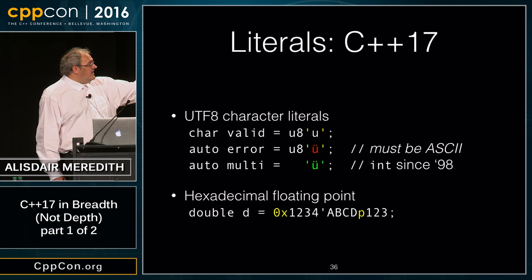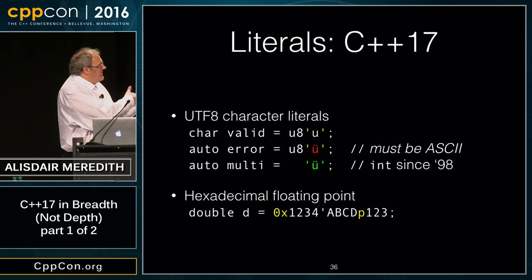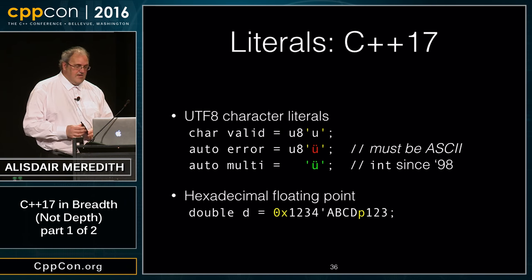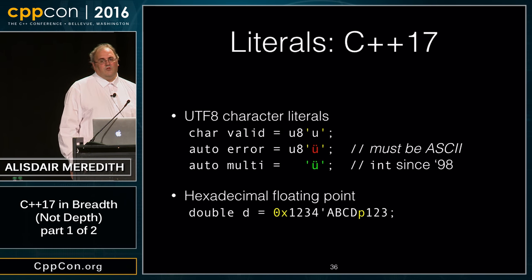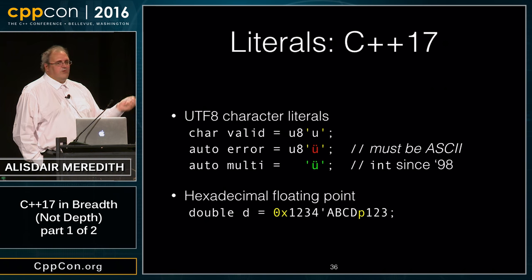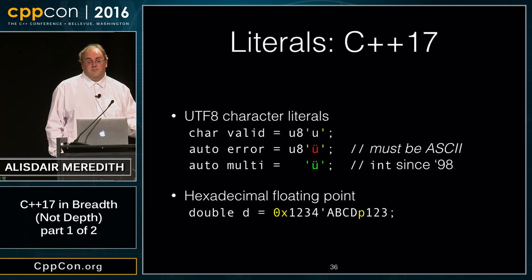The thing to note, we have an 0x in front of the floating point number, then we have the mantissa, and then when you get to the exponent, it's followed by a P, not an E, and that number is decimal, not hex. Thank you, C. But that's the form of a hexadecimal floating point, and as far as I'm aware, most compilers are already shipping this because they got this from their C implementation.